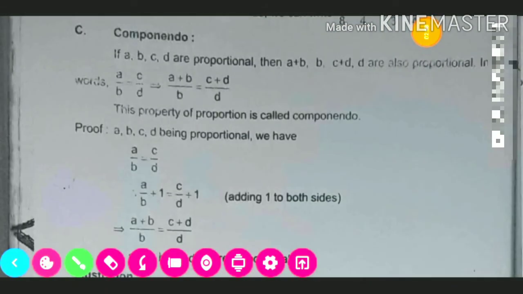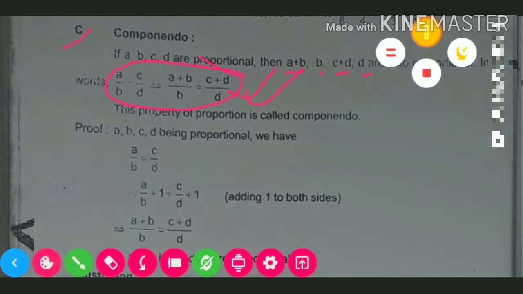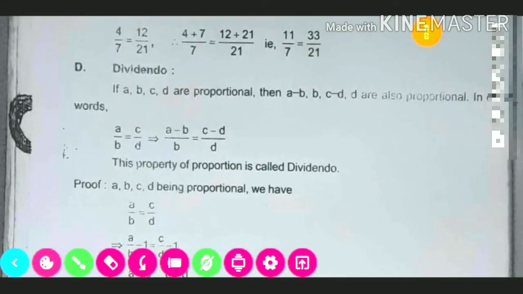Next one is componendo. Number C, componendo. If A, B, C, D are proportional, then A plus B, B, C plus D, D are also proportional. In other words, A divided by B is equal to C divided by D, and A plus B divided by B is equal to C plus D divided by D. This is the form, the formula of componendo.